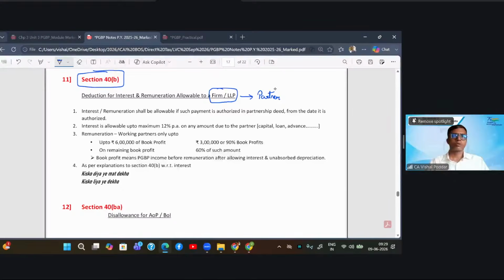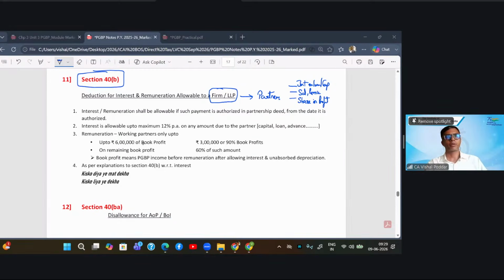you recall your accounts, you'll find that every year the partnership firm pays three things to the partners. One is interest on their loan or capital accounts, then salary or remuneration because they are devoting their time, and last is share in profits. So these three things commonly in accounts also you have seen, right?